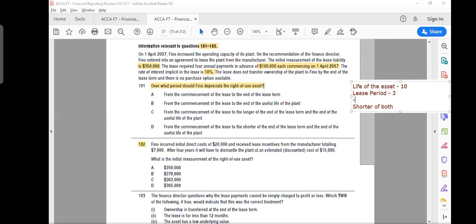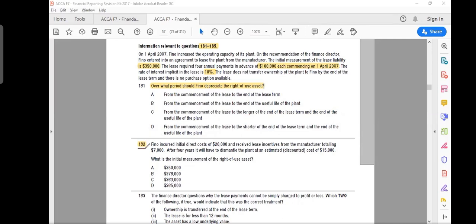Maybe the asset has a 10 year life, but my lease contract is for 3 years. So I have to depreciate my right of use asset only over a period of 3 years. So the answer should be the shorter of both. D is the answer: from the commencement of the lease to the shorter of the end of the lease. So if your lease is 3 years and the life of the plant is 10 years, you should take the shorter period. So D should be the answer. This is 181. It was quite a simple theoretical thing.